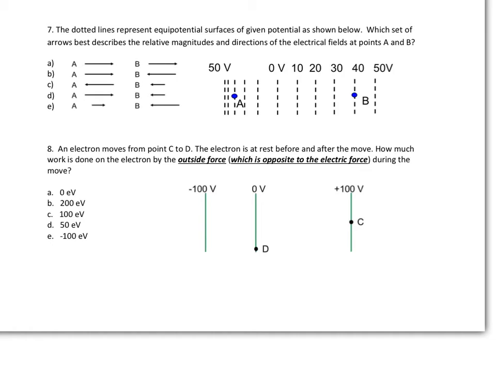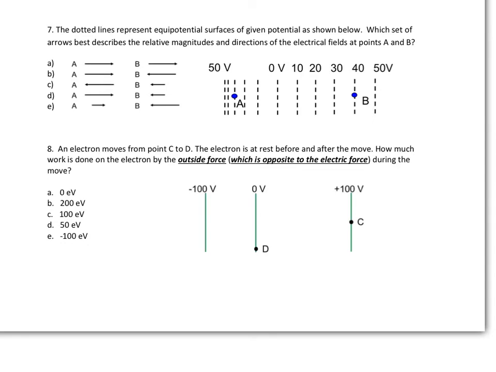Now in this case, you don't have these equipotential surfaces labeled, but notice here you go 0, 10, 20, 30, 40, 50 in the same direction. This is 0, 10, 20, 30, 40, 50 in the same direction. This is a plus 50 and a plus 50. So it decreases down to 0 and then increases.